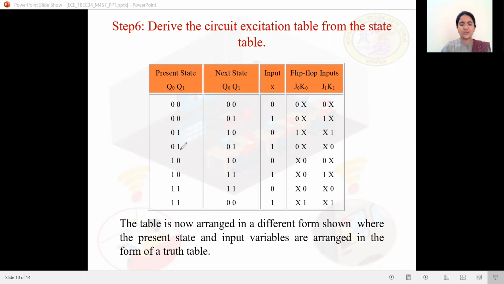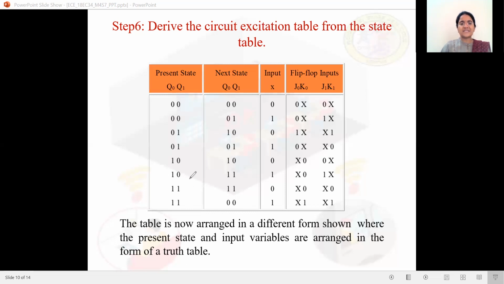When the present state is 0, 1, when x is equal to 1, it goes to state 0, 1. Then when the present state is 1, 0, when x is equal to 0, it will be in the same state. When the present state is 1, 0, when x is equal to 1, it goes to the state 1, 1. And when the present state is 1, 1, when x is equal to 0, it will be in the same state. When the present state is 1, 1 and input is 1, next state is 0, 0.